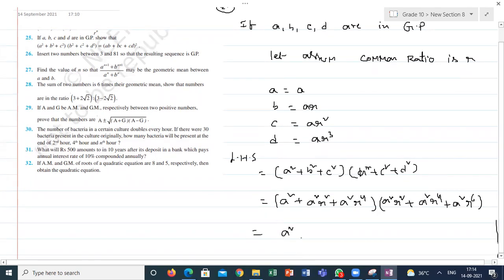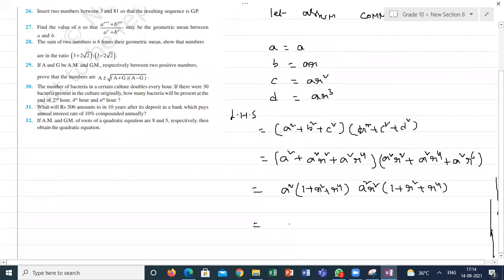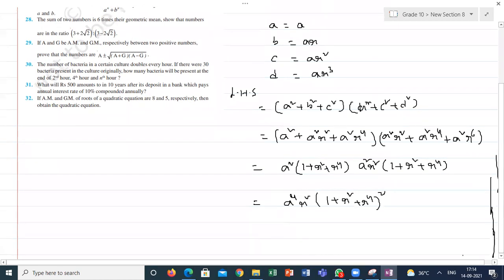From the first I can take A square common. This will be 1 plus R square plus R power 4. In the next, I can take A square R square common. So this is 1 plus R square plus R power 4. So this whole thing can be written as A power 4 R square into (1 plus R square plus R power 4) whole square. So this will be (A square R into (1 plus R square plus R power 4)) whole square.